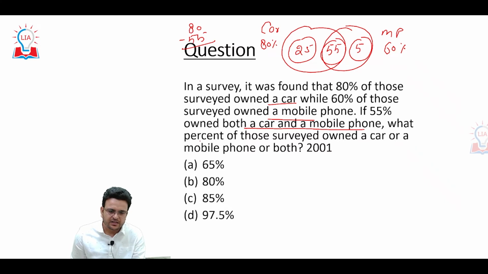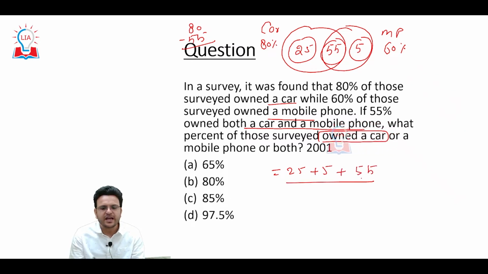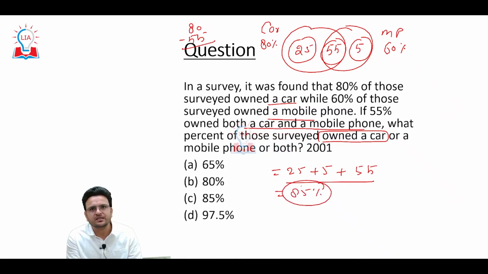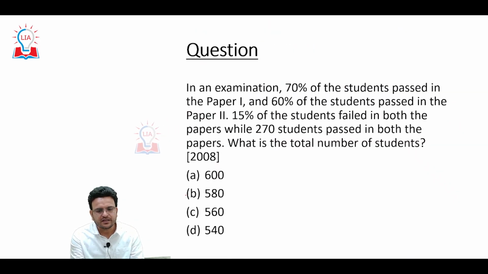So the percentage of those surveyed who own a car only is 25, or a mobile only is 5, or both is 55. We just have to add all these values, so it will be 85. So we know that 85% of the people either have a car or a mobile phone, or both a car and a mobile phone. So the answer will be C. Let's see one more question.